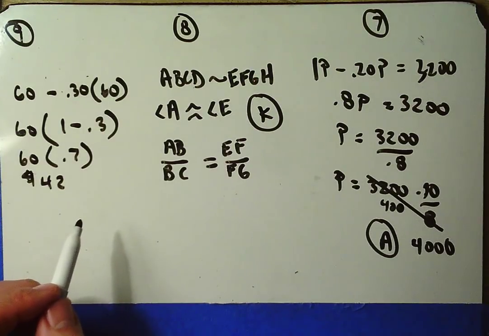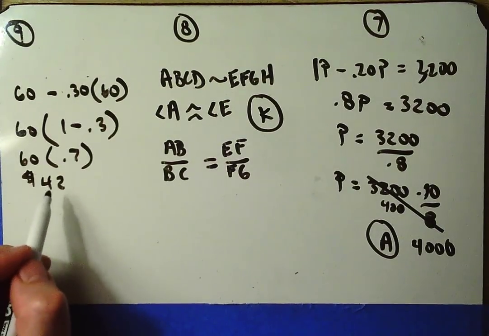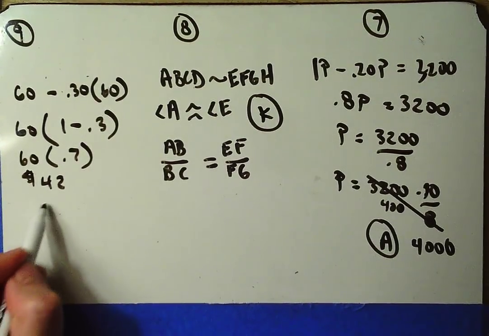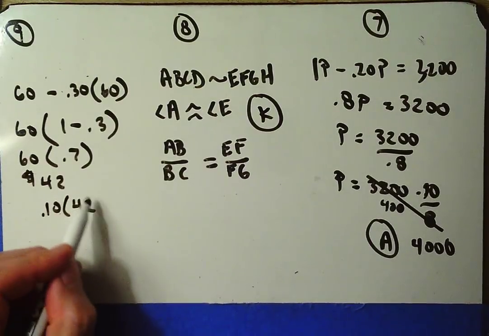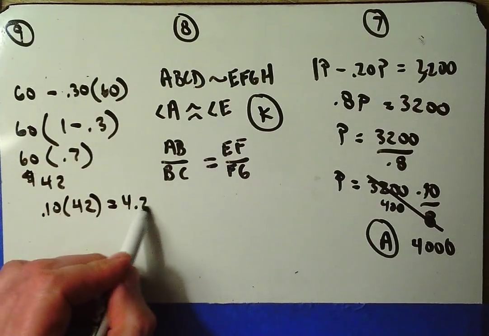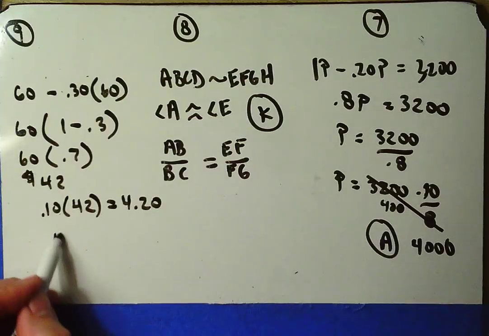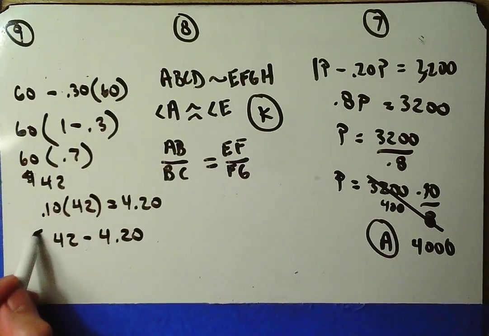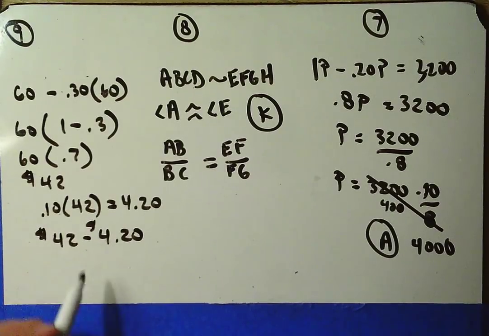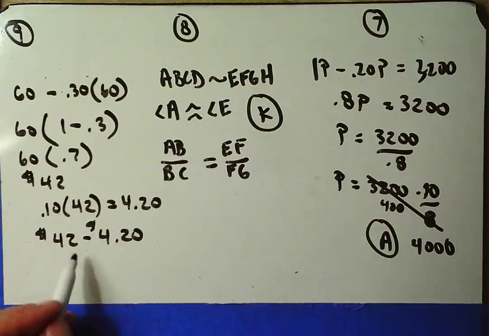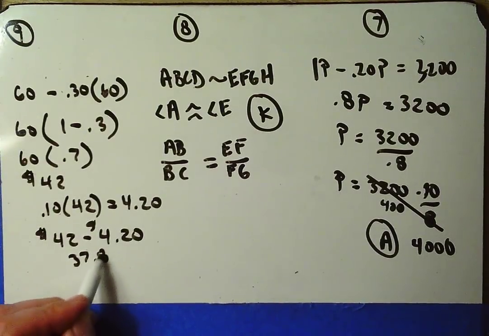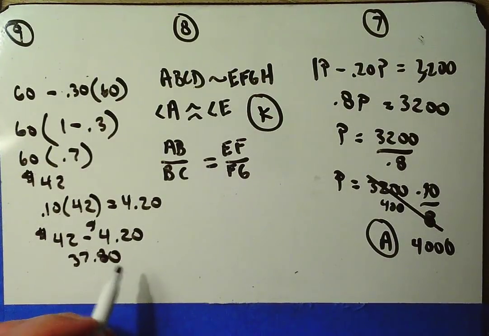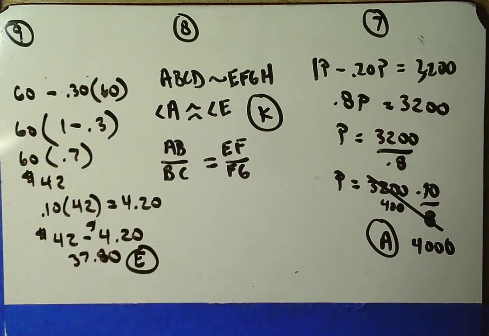She gets an additional 10% off the reduced price. So she gets 10% of this. 10% of 42 is $4.20. And she gets to take that off the $42 price. And so how much is she going to spend? Well, that would be $37.80, which corresponds with choice E.